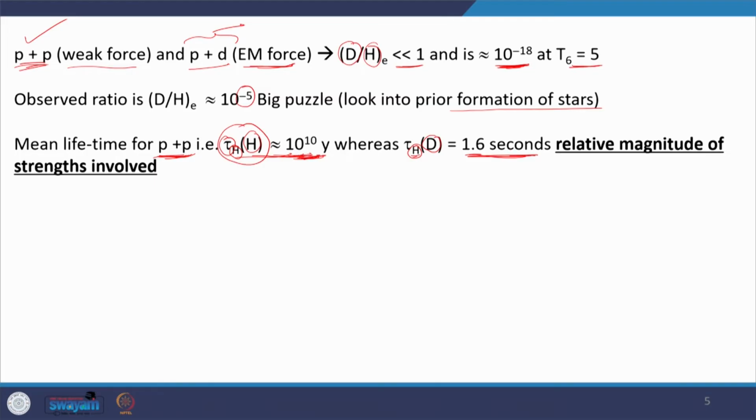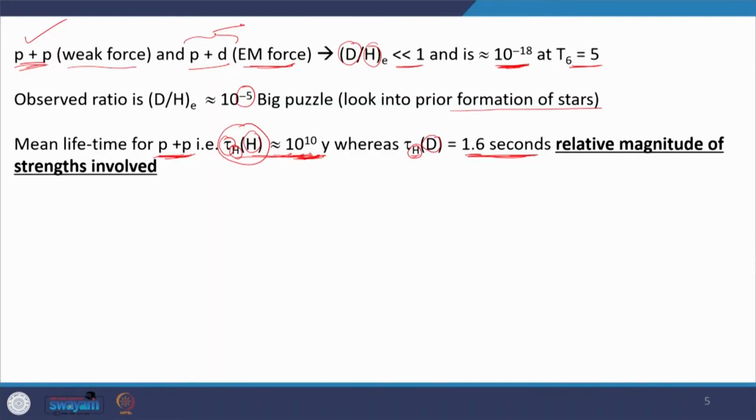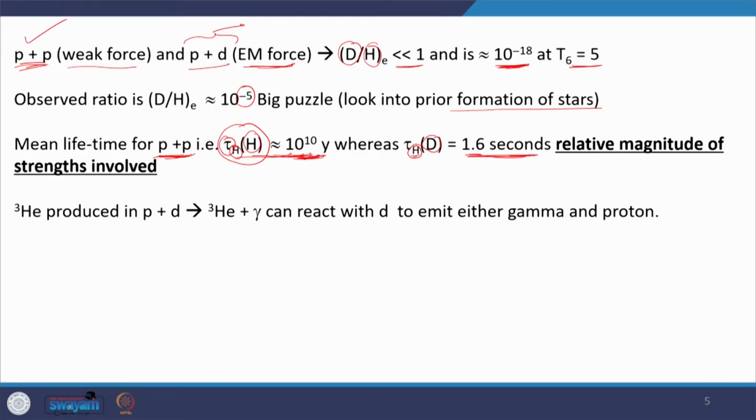This is just nothing. This highlights the importance of the relative magnitudes of the interaction mechanisms. P plus P is proceeding through weak interaction, and P plus D, which is the reason for the destruction of deuterium, is proceeding through electromagnetic interaction, and the lifetimes are 10 to the power of 10 years and 1.6 seconds. So, the relative magnitude of strengths involved is reflected in the difference in these lifetimes.